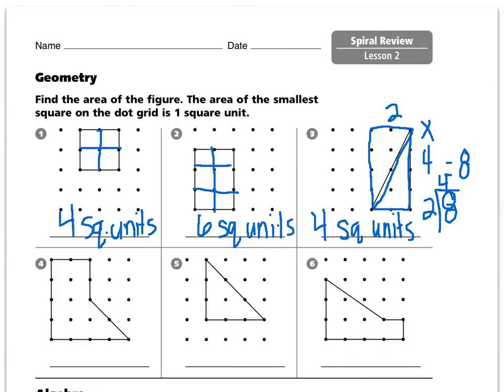Let's look at number 4. I'm going to be able to cut this up, and I can see right here that this part is going to have 8. So I'm going to write 8 to the side. But then I'm going to do the same thing that I did for number 3 with this triangle down here. So I'm going to go ahead and find the whole square, and I know that it's 4, but I need to divide that by 2 because the triangle is just half of that, and I know that that's 2. So this part will be 2. 8 plus 2 is going to equal 10 square units.